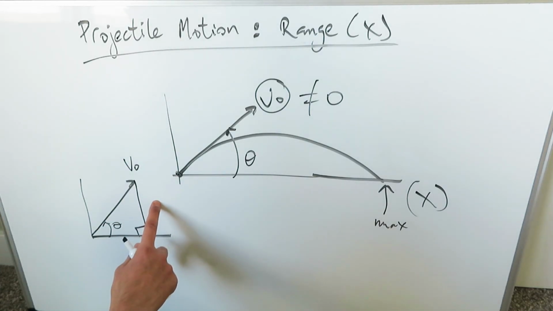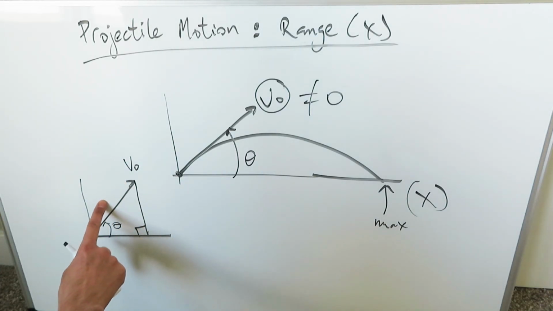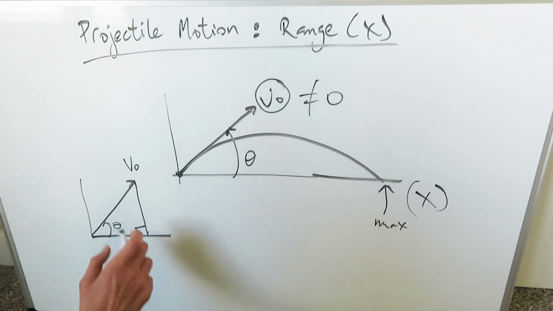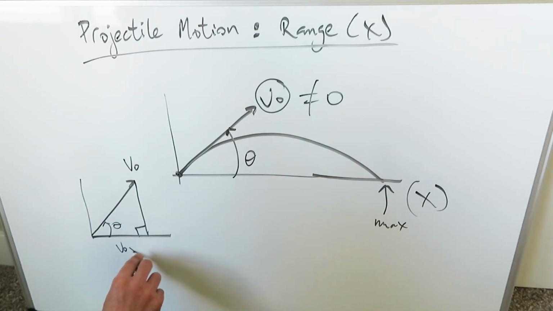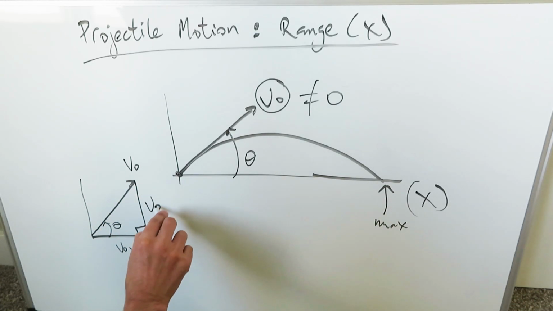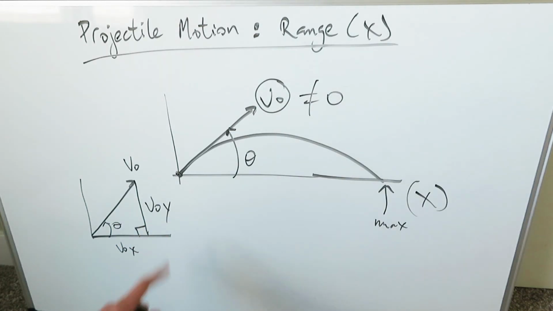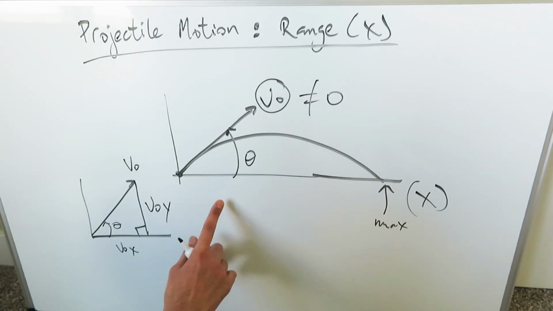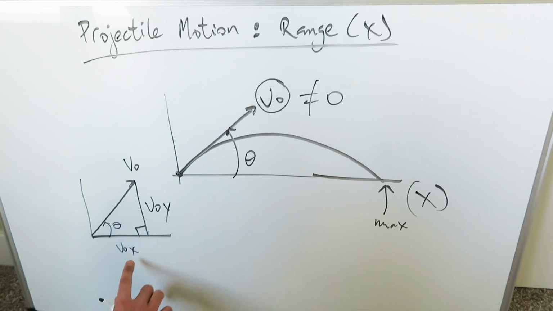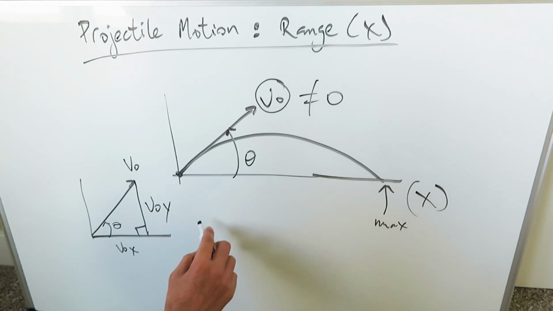What can we do with this? I have this initial velocity, which represents the hypotenuse of this right triangle. I have a horizontal component of velocity and a vertical component of my velocity, x and y. Let's demonstrate equations which will help you determine the x and y, the horizontal and vertical components of your velocity. How can I do it?